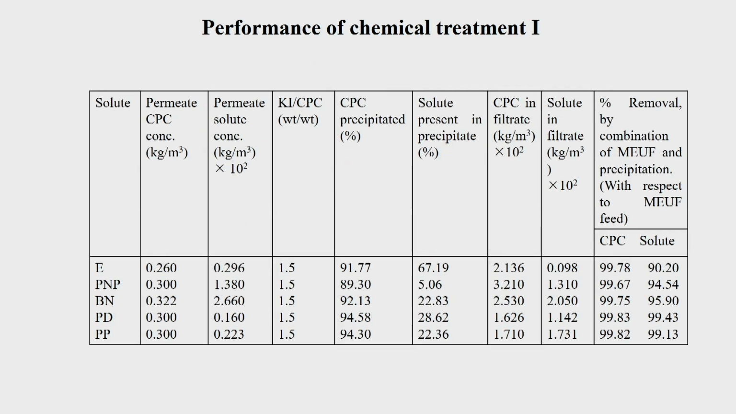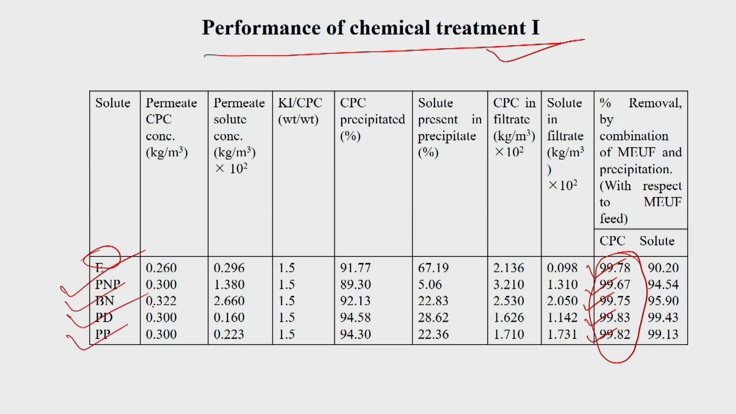Okay, so, whatever we discussed for chemical treatment process 1, you see the CPC recovery was more than 99% in all the cases, whether we have eosine, para-nitrophenol, beta-naphthol, potassium dichromate, or potassium permanganate. For all the cases you see the percentage removal by the combination of MEUF and precipitation, with respect to MEUF feed. So, the CPC recovery was above 99%. So, whenever CPC is used for the separation of organic pollutants, the recovery of the CPC from the permeate is above 99.9%. So, almost 100% of CPC is recovered.